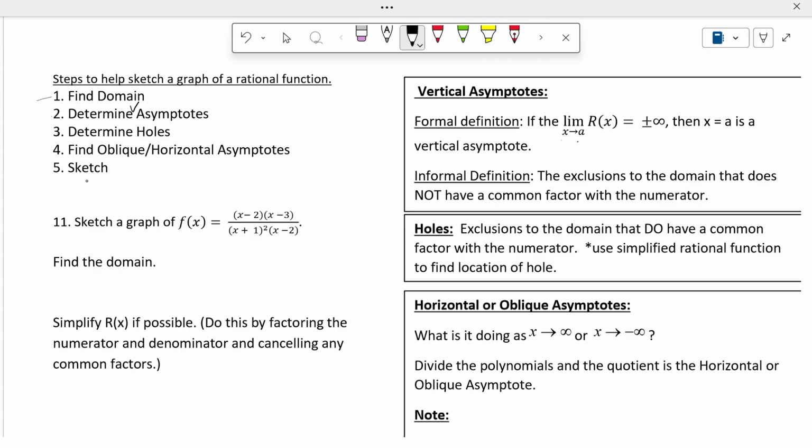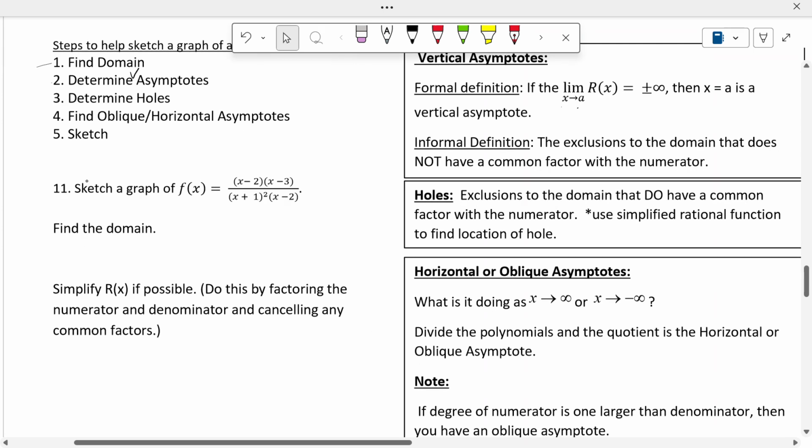On the side here in the boxes is stuff that we have covered in previous videos. It's typically the one just before this. So we have walked through how to find all of these items. Now we're going to put all of them together in one problem and sketch a rational function. First things first, we're going to find the domain.